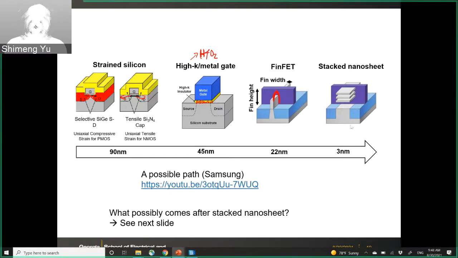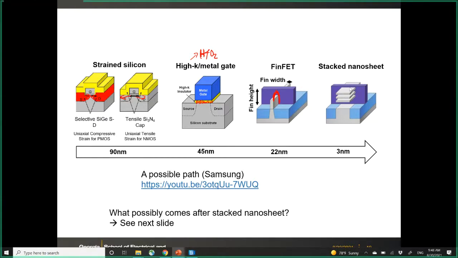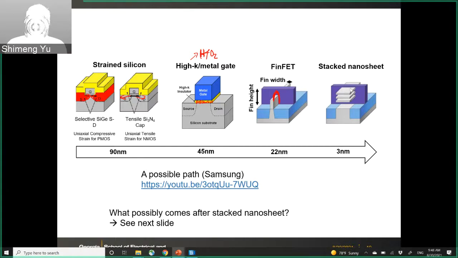And then in the future, at 3 nanometer, it was projected that this kind of stacked nanosheet will be used. This is not in production yet, but according to sources from the industry, like TSMC and Samsung, they may all switch to stacked nanosheet from the 3 nanometer technology node. So this is basically a gate all-around structure. That means the gate will surround the channel on four sides. So it's called GAA, gate all-around.